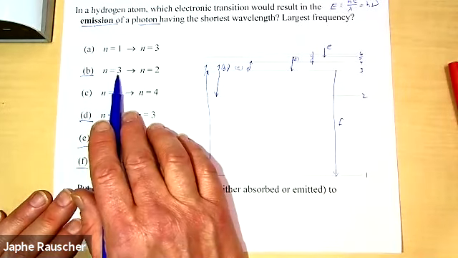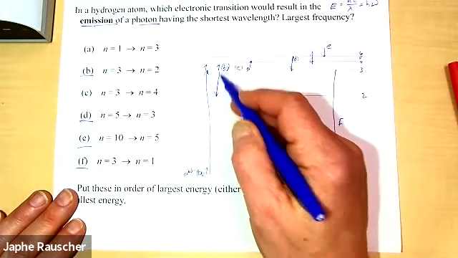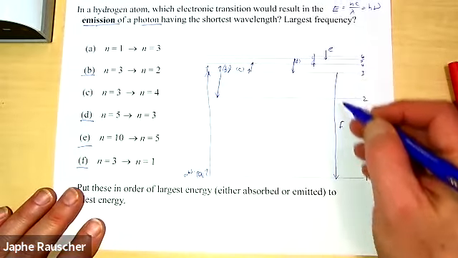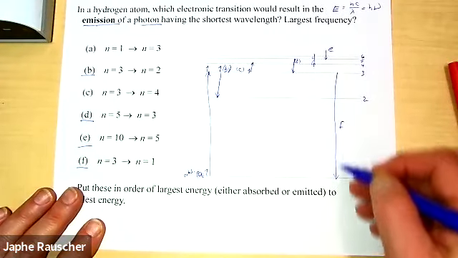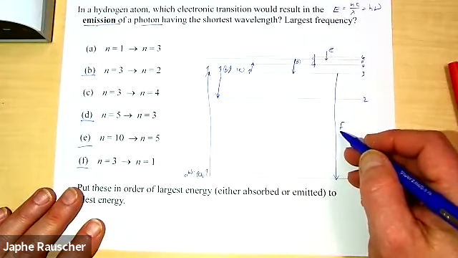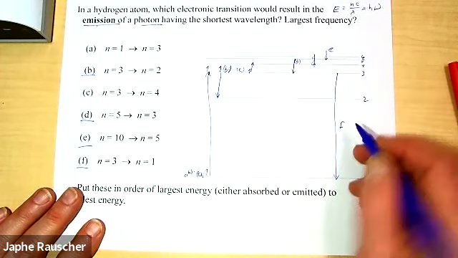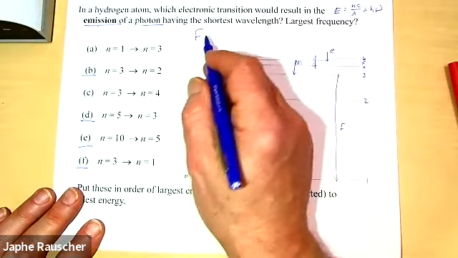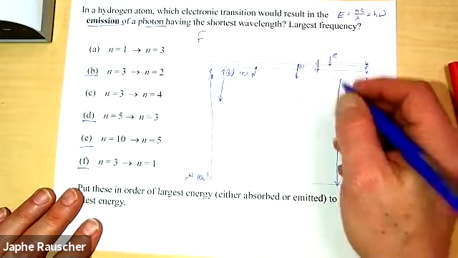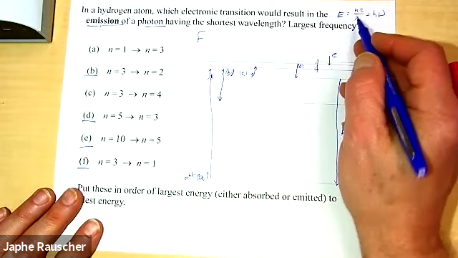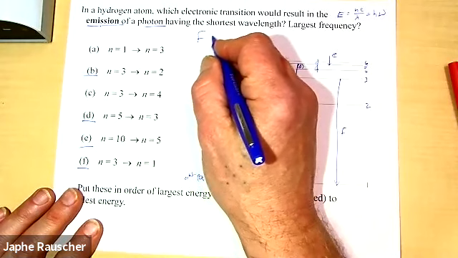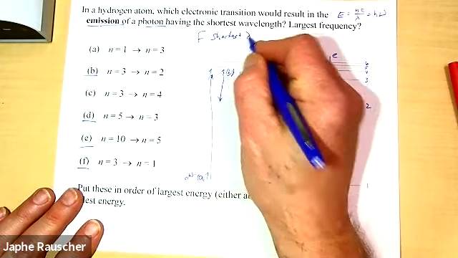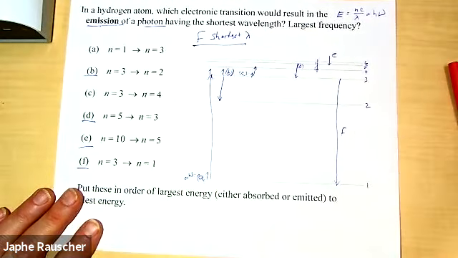From B, we go from 3 to 2. So we're just going this distance here, and that's much shorter than this one here from 3 all the way to 1. That's a long distance. So F here is by far the largest emission that we have. So F is the largest energy, right? The largest energy is going to give us the smallest wavelength. F has the shortest lambda, because it has the largest energy.